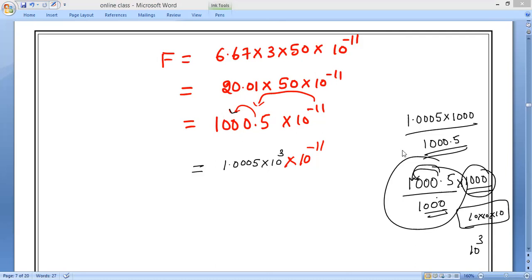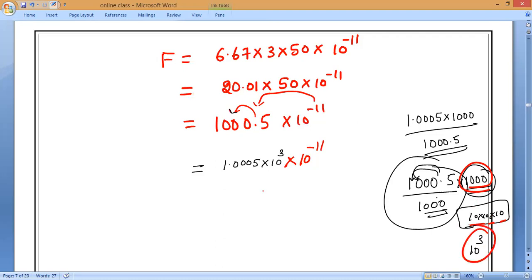1000 will come. This 1000 I am writing as a what? I can write 1000 in the form of multiples of 10: 10 into 10 into 10, 10 power 3. Understand, Mr. Gopal, Akilan, everybody? Yes, sir.